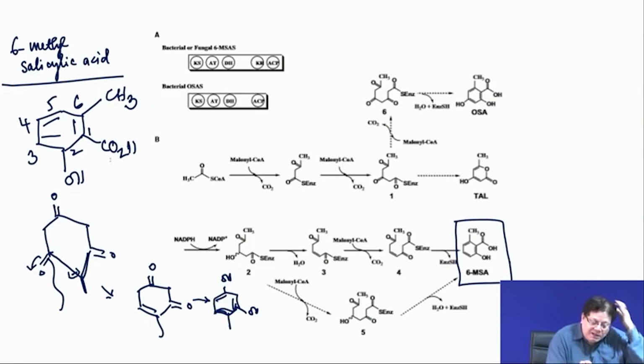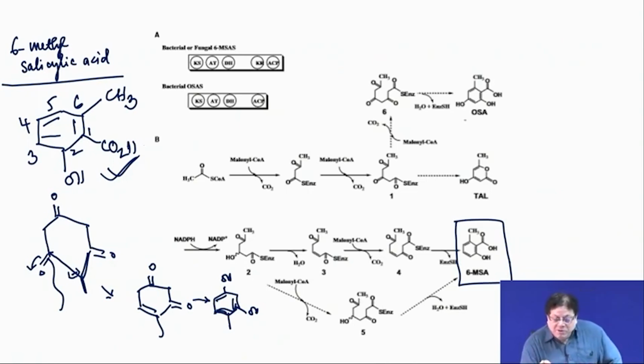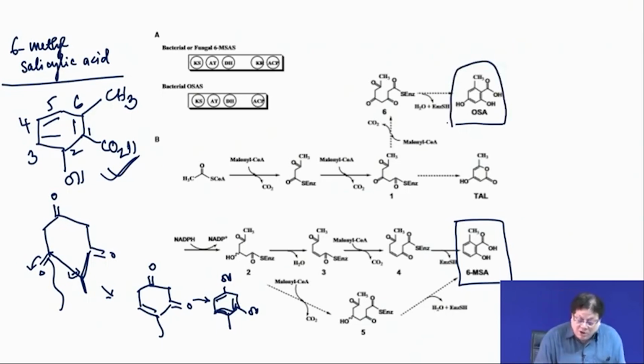Okay. Now, 6-methyl salicylic acid is one polyketide. I will tell you how you arrive at that. But apart from 6-methyl salicylic acid, you have another compound which is called orsellinic acid. I think this is where there is another wedge at the 4 position. So, earlier this was 6-methyl salicylic acid, now orsellinic acid.